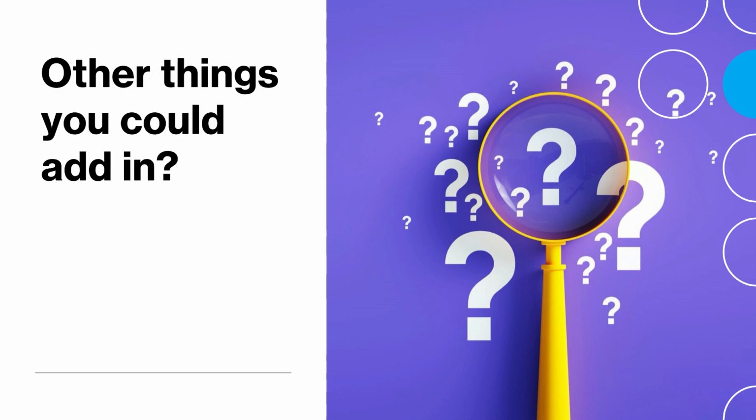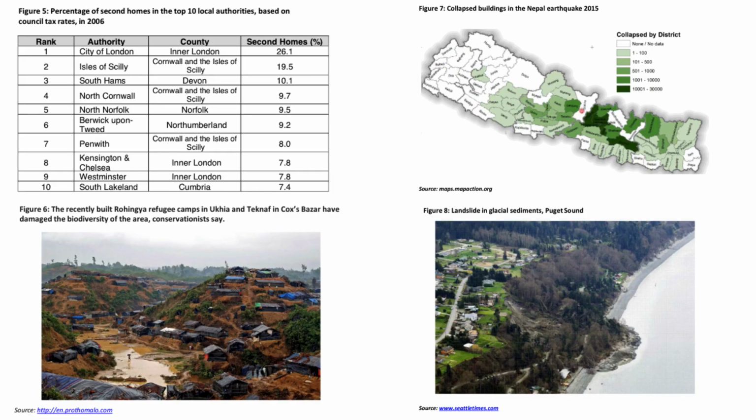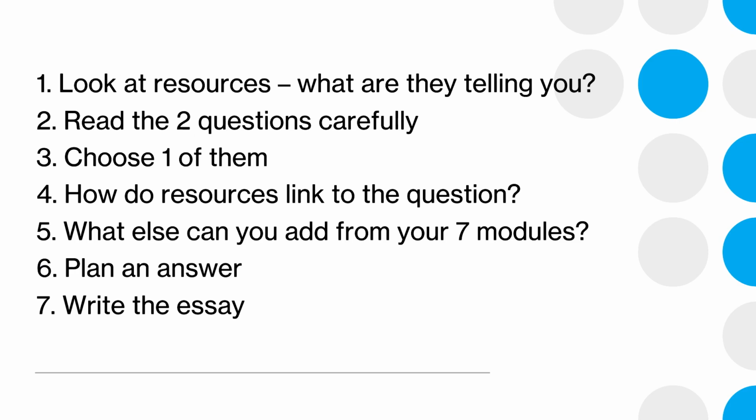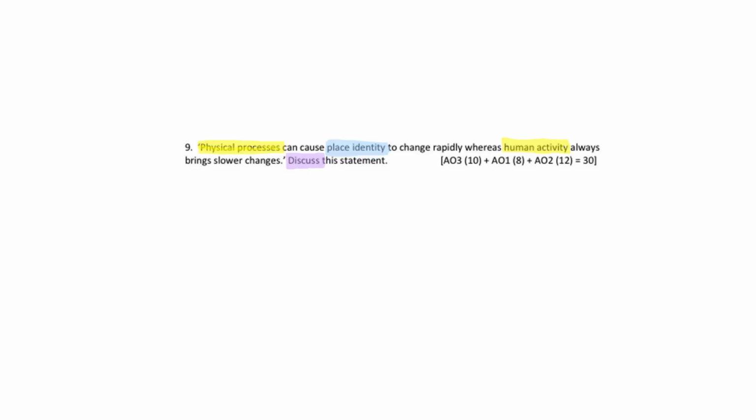But you then need to think, what else could I mention? What other things do I know about from my geography A level that I could chuck in? And if I just go back, we're now on to number 5. What else can you add from your 7 modules? Now, I will give you a few ideas, but I would actually like you to practice this as you're listening to the essay. I think it would do you good.